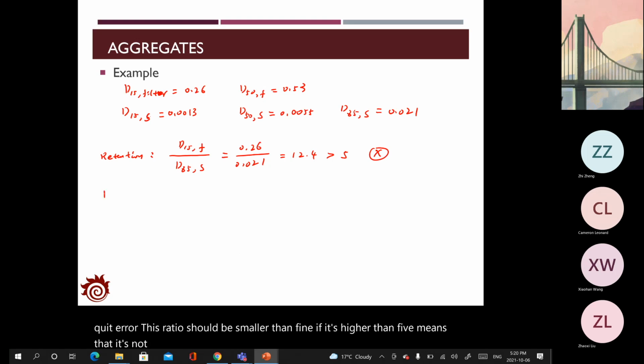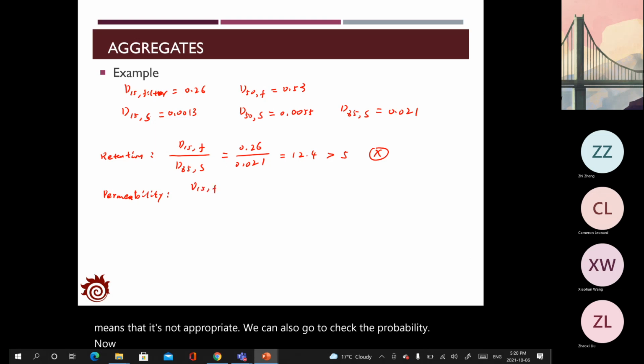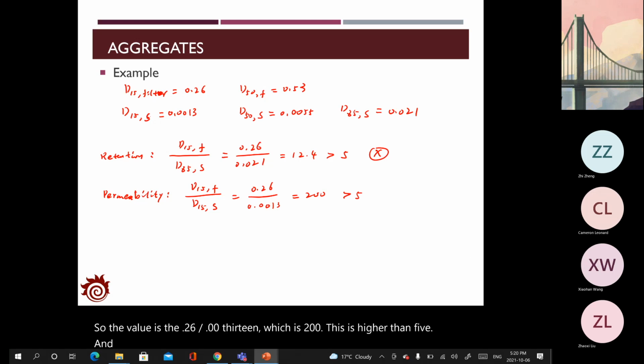We can also check the permeability. That will be D15 filter divided by D15 soil. So the value is 0.26 divided by 0.0013, which is 200. This is higher than 5, and this actually satisfies the permeability criterion. So this should be okay.